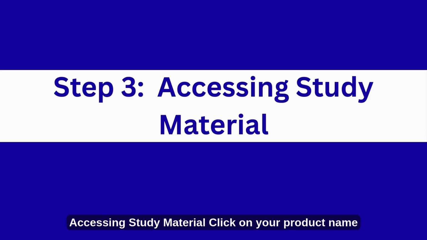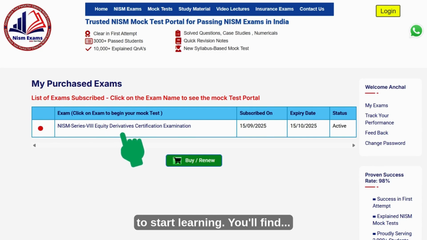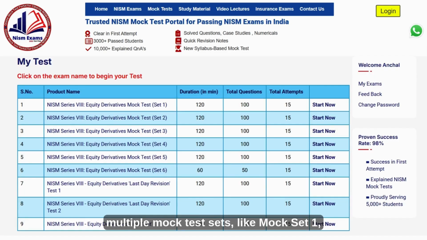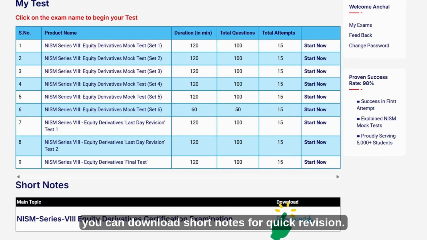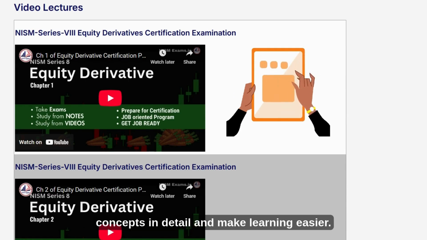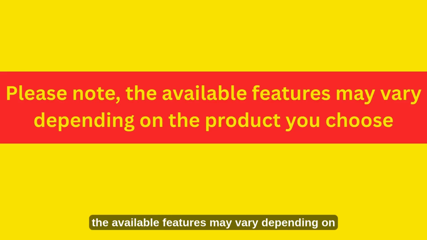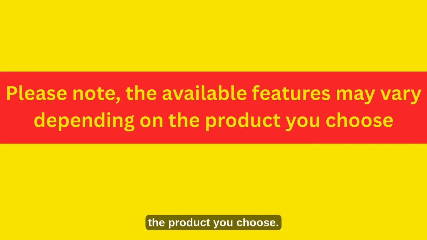Step 3. Accessing study material. Click on your product name to start learning. You'll find multiple mock test sets like Mock Set 1, Set 2, Set 3, and so on. Below the mock tests, you can download short notes for quick revision. Further down, you'll also find chapter-wise video lectures that explain concepts in detail and make learning easier. Please note, the available features may vary depending on the product you choose.